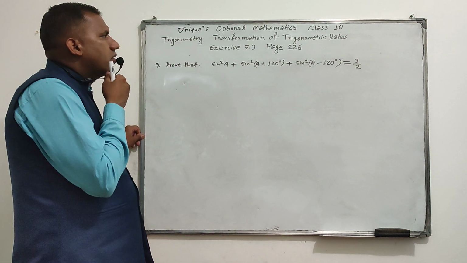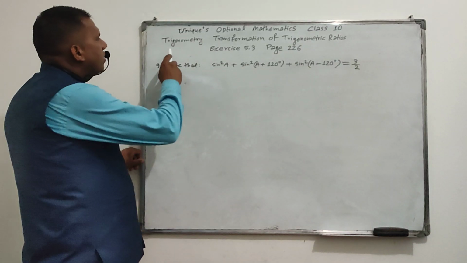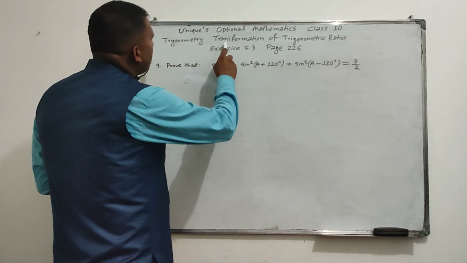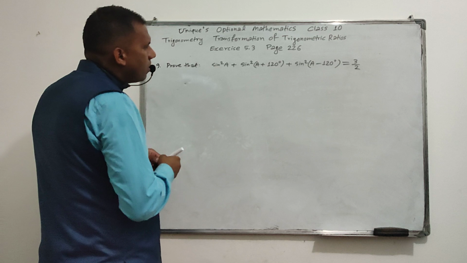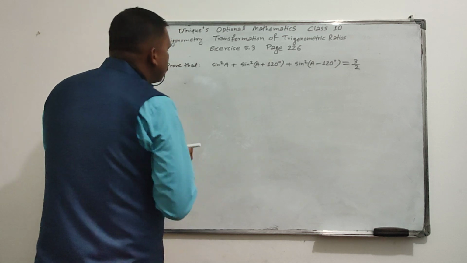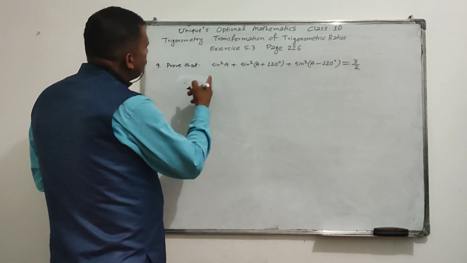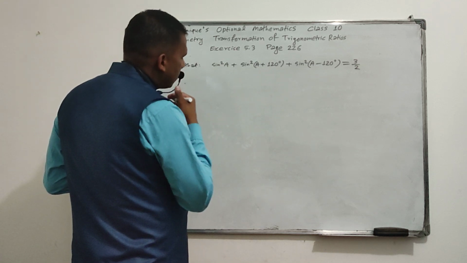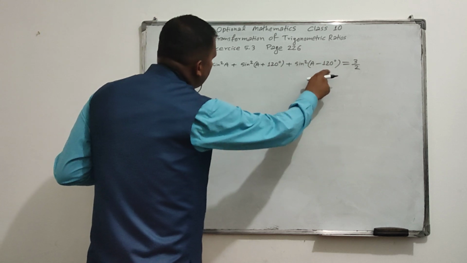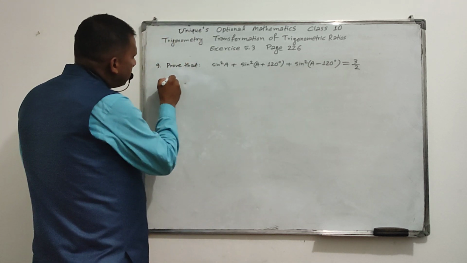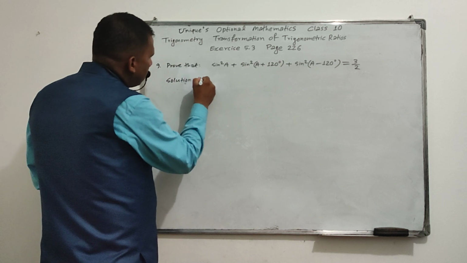Today we do some questions from Units, Optional Mathematics, Class 10, Topic Trigonometry, Transformation of Trigonometric Ratios, Exercise 5.3, page 226. This is question number 9. Prove that sin square a plus sin square (a plus 120 degree) plus sin square (a minus 120 degree) equal to 3/2. Now let us do its solution.